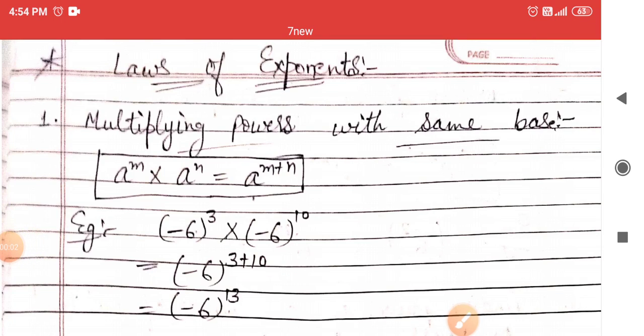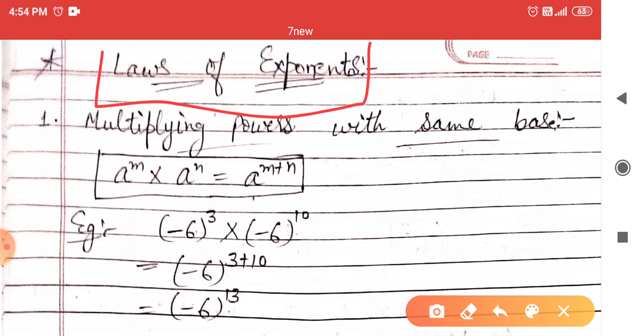Hello students, today we will discuss the laws of exponents of chapter 4, exponents and powers. First law is multiplying powers with same base.